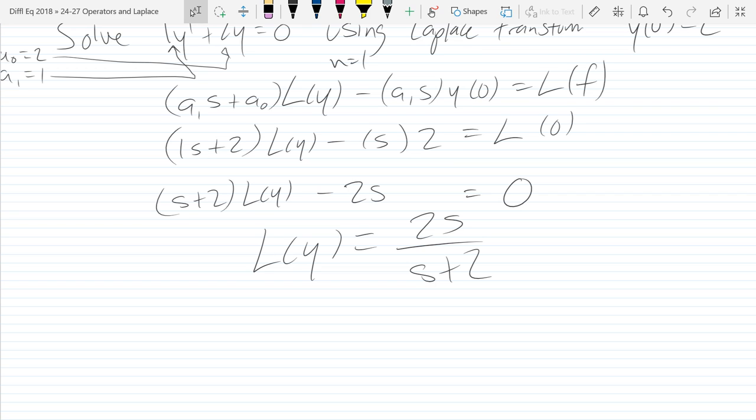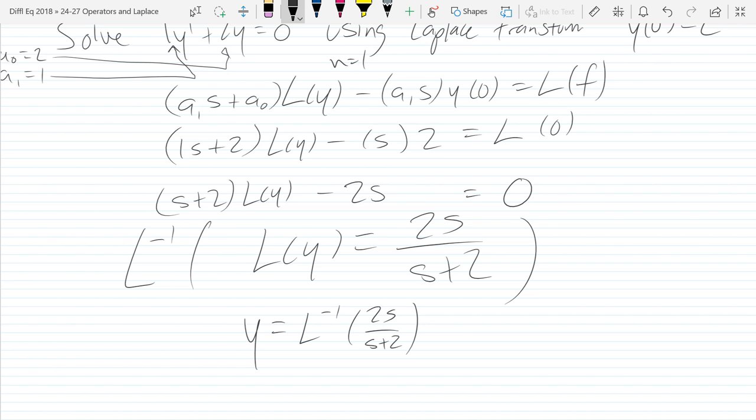We got to solve for y. So how do we get y by itself? So we need to move the L operator to the other side, so we move it as the inverse operator. So we're going L inverse on both sides of this equation. So L inverse of L of y cancels out to y. L is a linear operator, which lets me bring the 2 out front. So we got 2 L inverse of s over s plus 2.